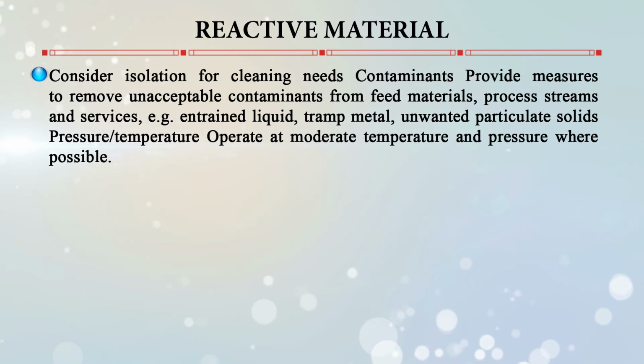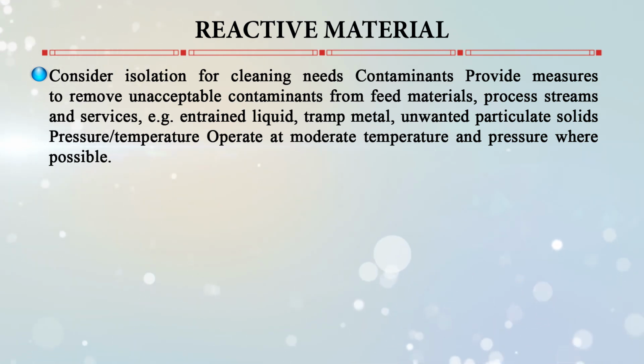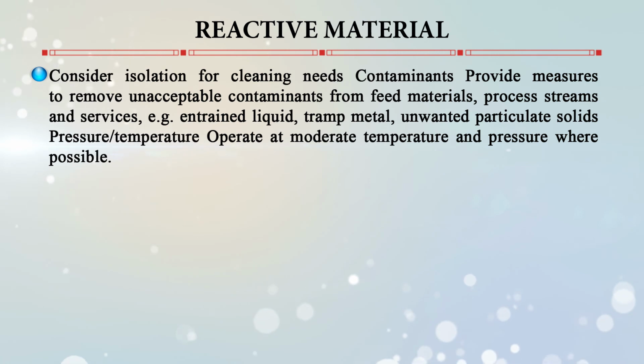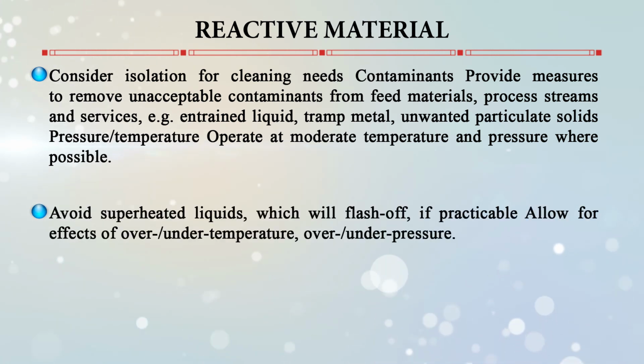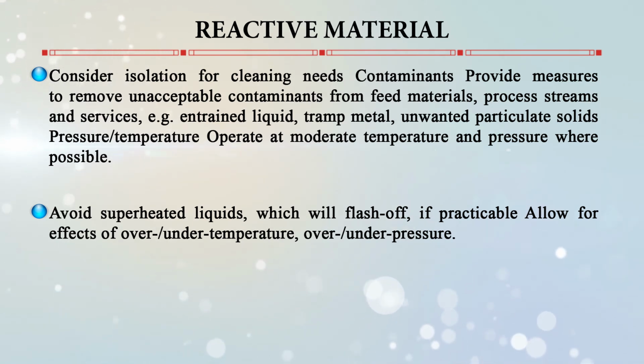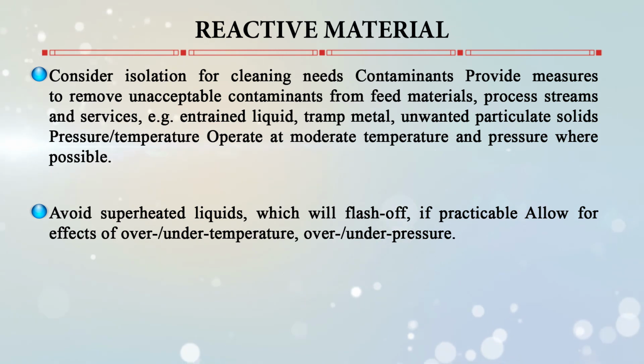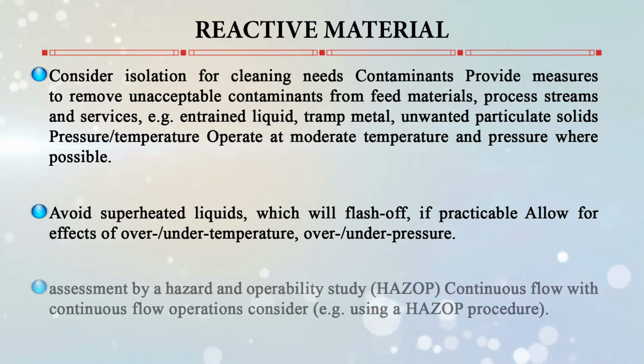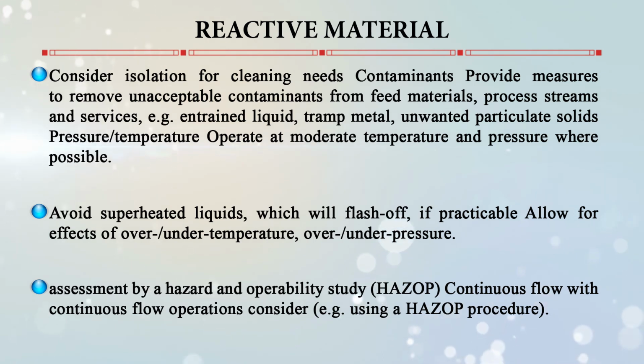Operate at moderate temperatures and moderate pressures wherever possible. Avoid superheated liquids that will flash off, and if practicable allow for the effects of over or under temperature and pressure. Assessment by hazard and operability study, normally called HAZOP, should be carried out for continuous flow operations using proper HAZOP procedures. So these are the types of mitigation measures we have to observe for chemical hazards.